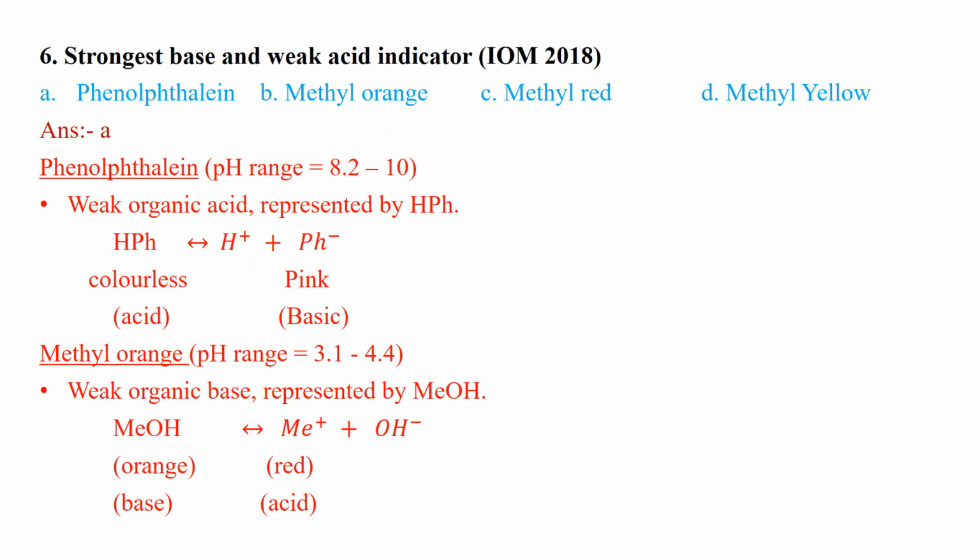Strongest base and the weak acid indicator, right? The salt formed by the combination of a strong base and a weak acid will be basic. Remember this, right? The salt will be basic, because the base is strongest. So which one is strongest? Base. So the salt will be basic.